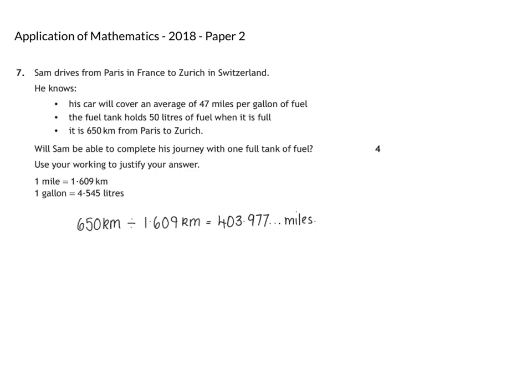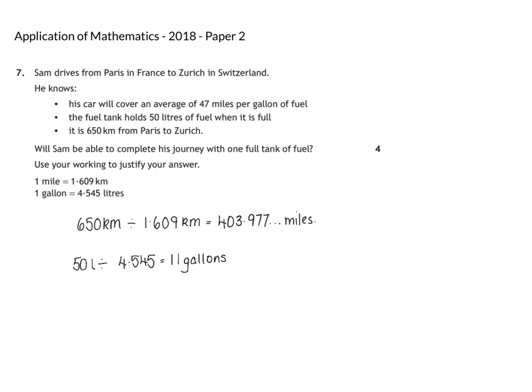So we know that the tank holds 50 litres of fuel, but we have 47 miles per gallon, so we're going to have to change our litres into gallons. So we have 50 litres, and we're going to be dividing again, and it's 4.545 that we're dividing by this time, and we get 11 gallons. It is slightly more than 11, but not much, right?